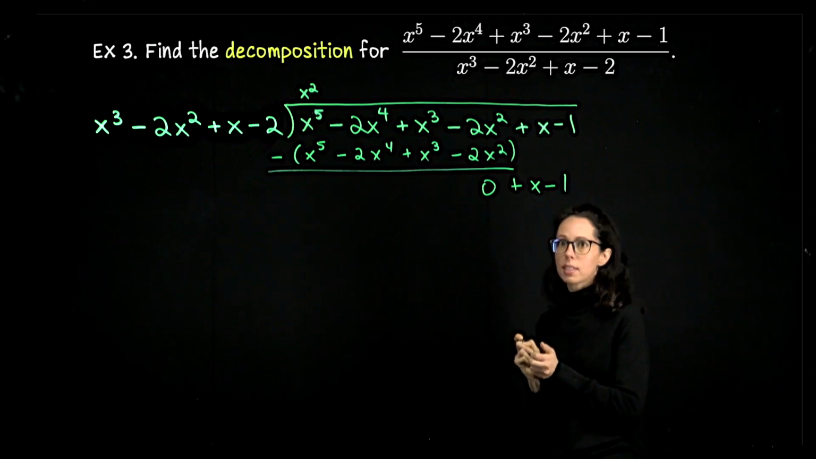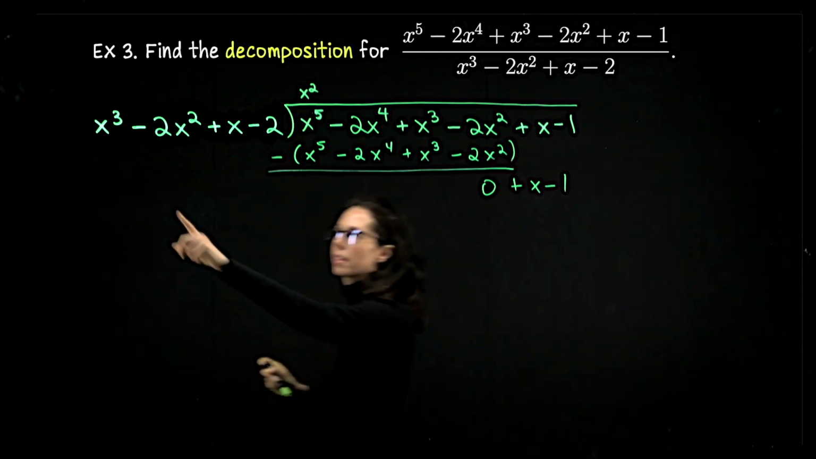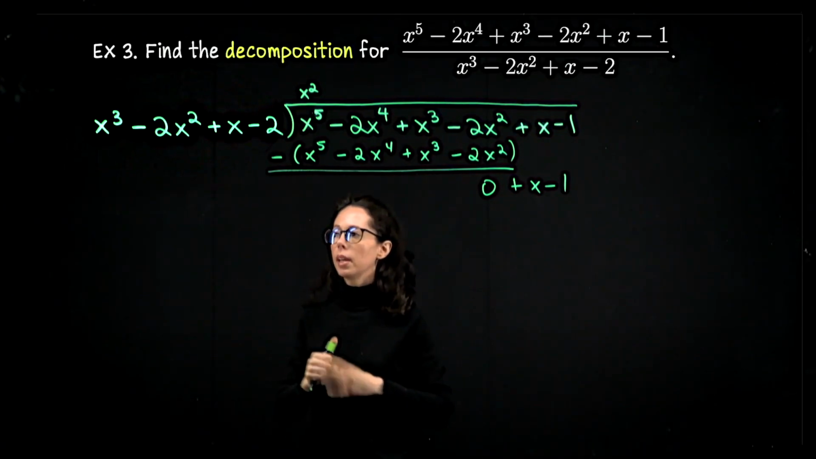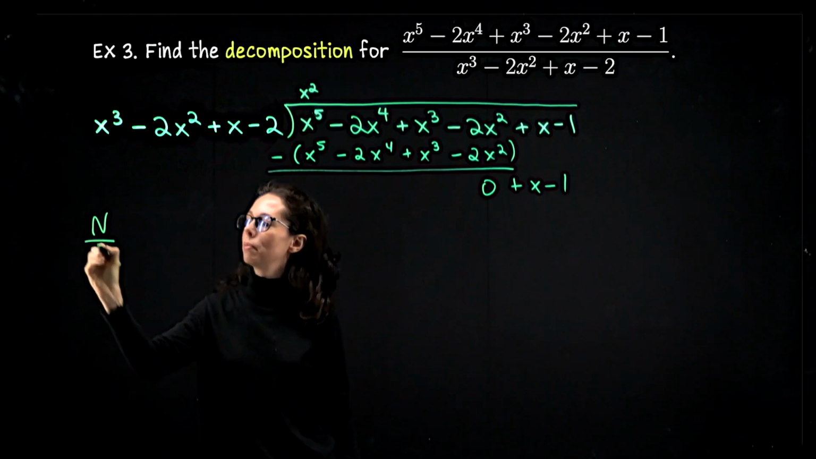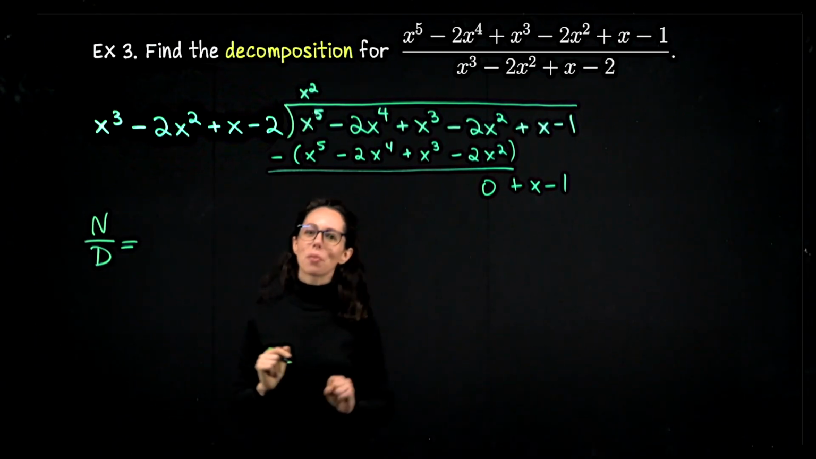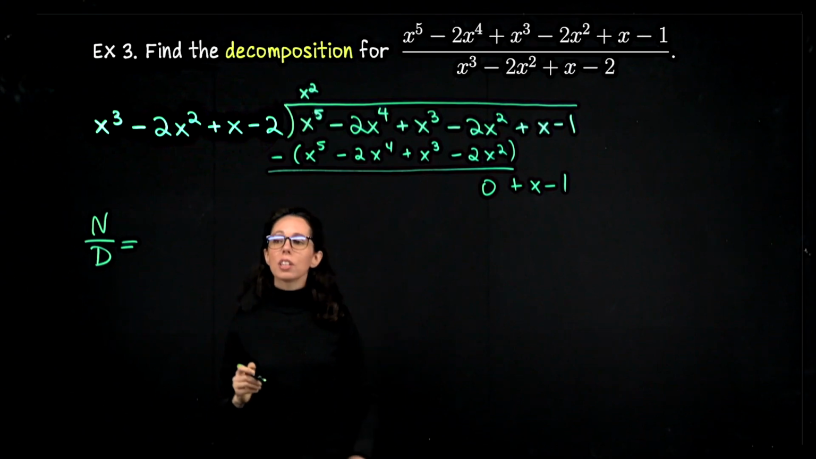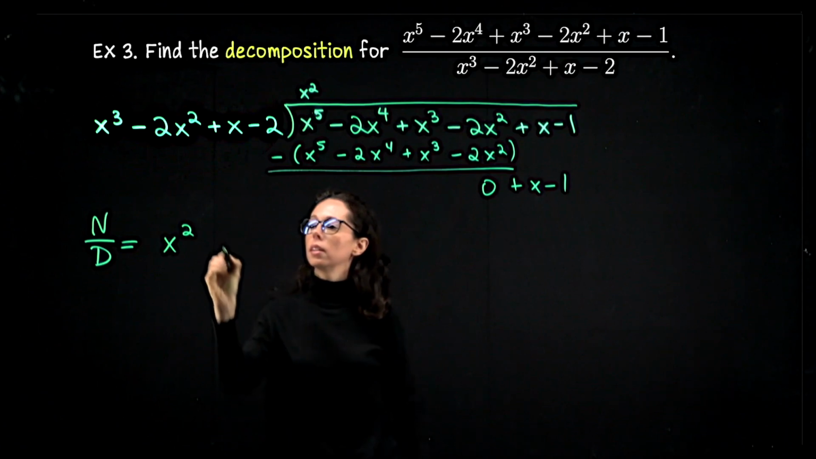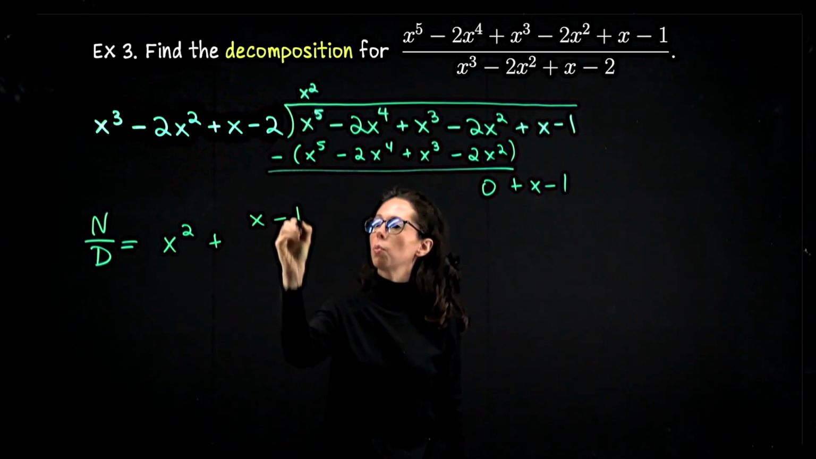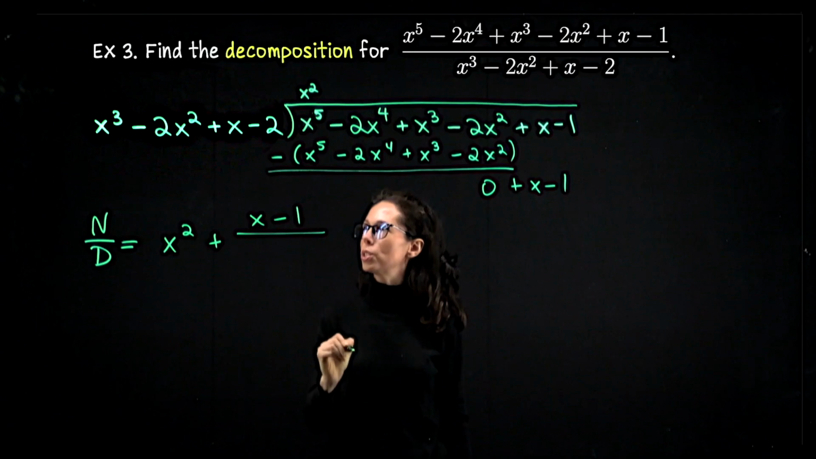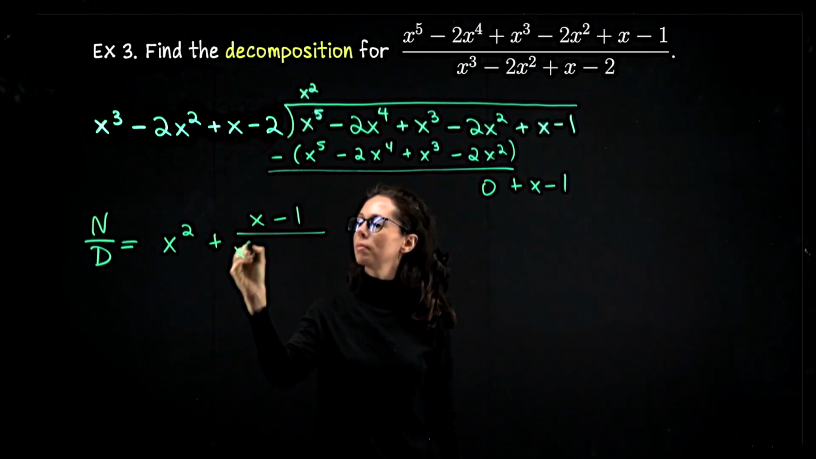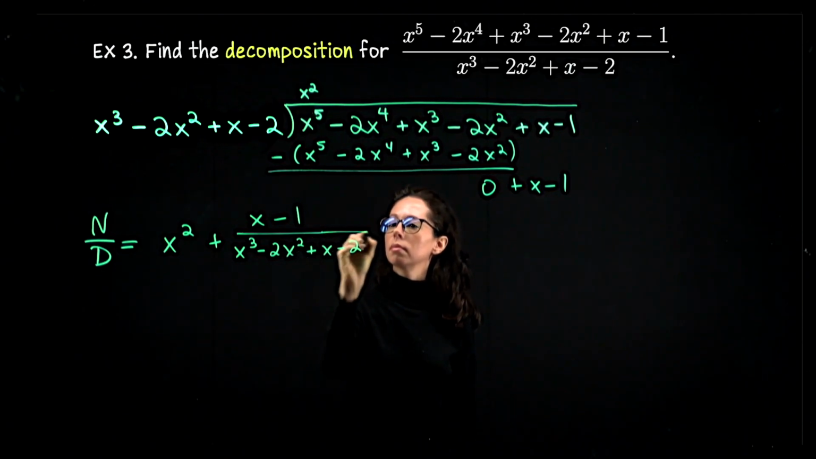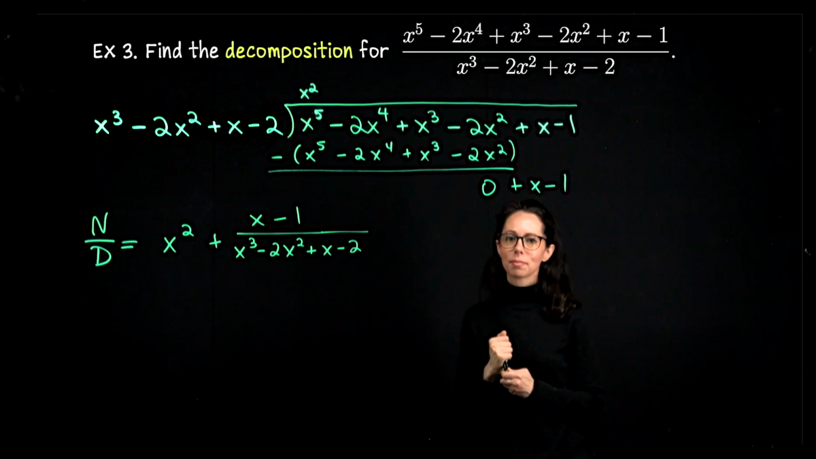But now this power is less than this one, which means that we can take this rational function now and write it in the correct form. Our original, so I'm just going to write n over d to mean original numerator, original denominator. It's actually just x squared plus this over that. So plus the remainder, x minus 1 over x cubed minus 2x squared plus x minus 2. Okay, so take a look at that.